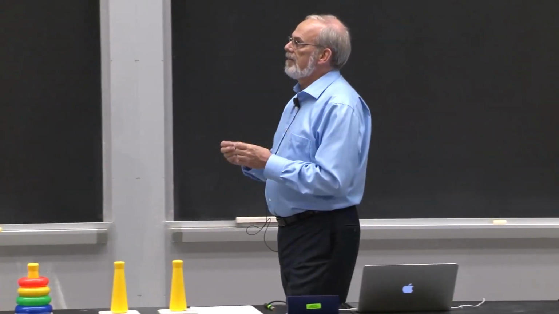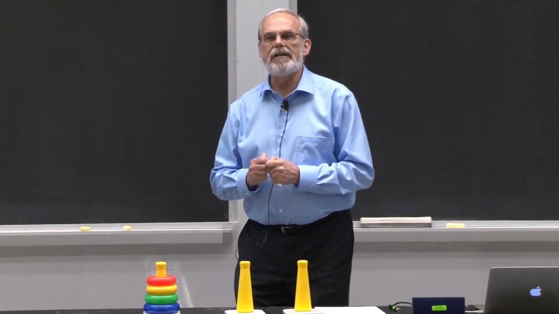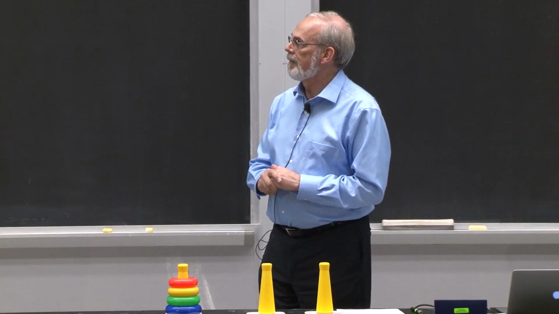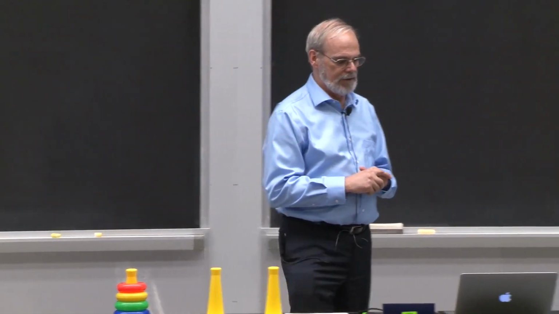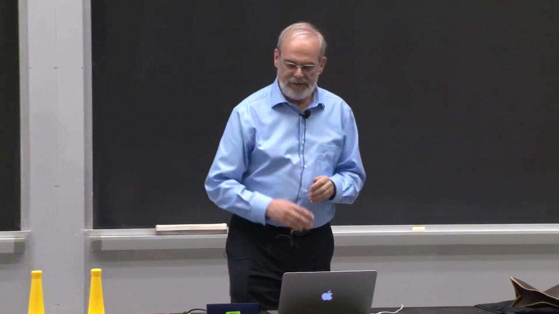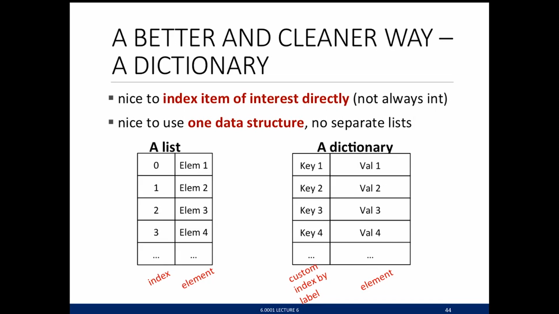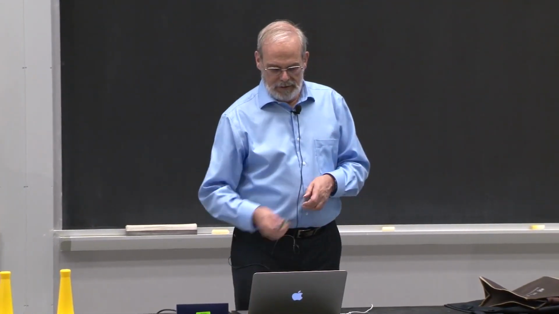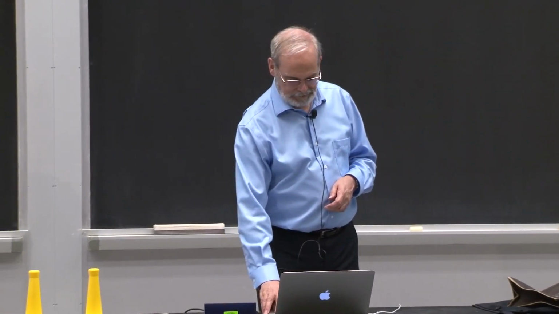So rather than indexing on integers, I'd like to index directly on the item of interest. I'd like to say, where's Anna's record? And find that in one data structure. Whereas a list is indexed by integers and has elements associated with it, a dictionary is going to combine a key, or if you like, a name of some sort, with an actual value. And we're going to index just by the name or the label. So let me show you some examples.